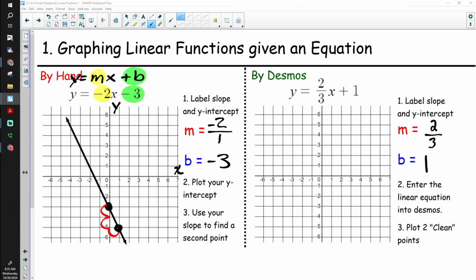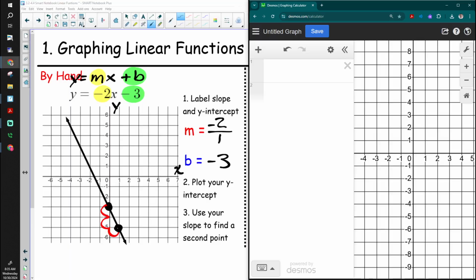So I'm going to pull it up. Here's Desmos. I'm going to plug in exactly what is on my paper: y equals 2/3 x plus 1. Exactly what was on my paper.